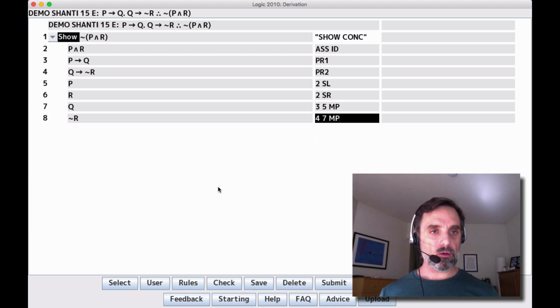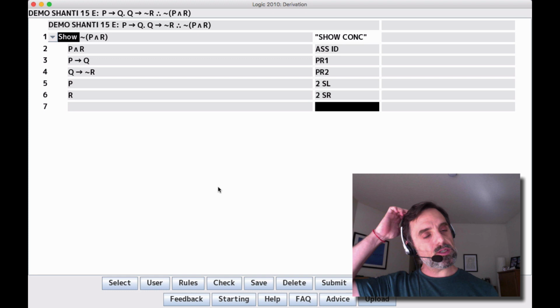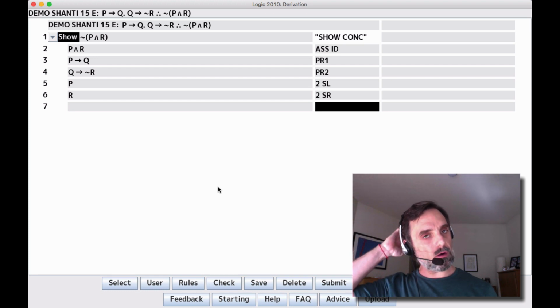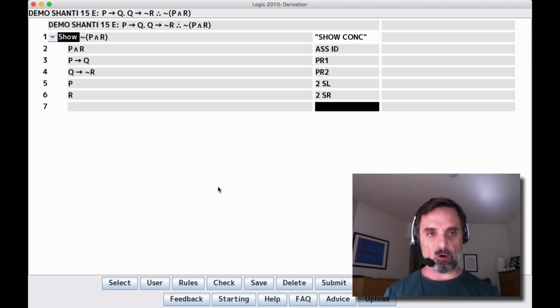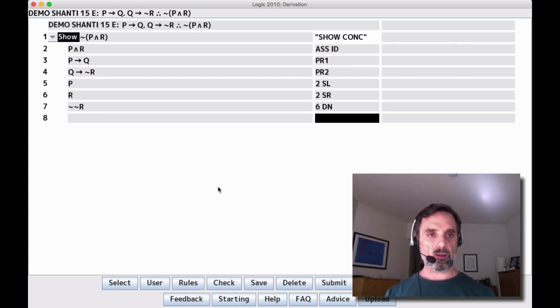But we also, instead, could have said, oh, well, look, there's R on line 6. I have R for modus tollens. For MT with line 4, I need negation R. I can get negation R. So I can say 4, 7, MT.